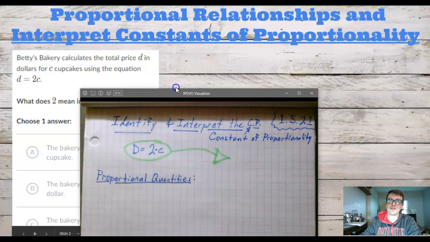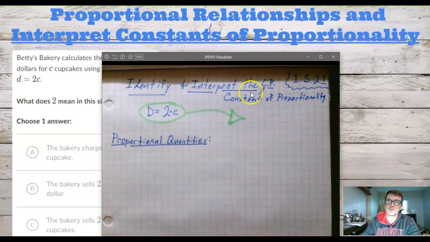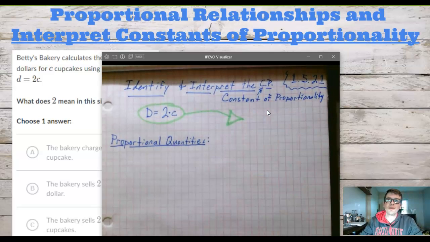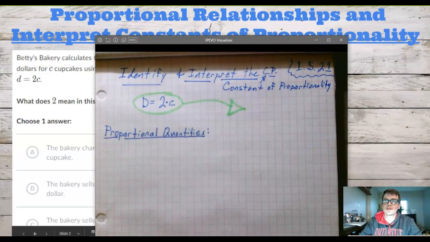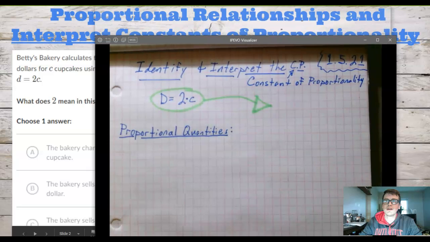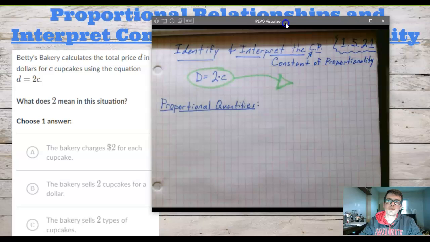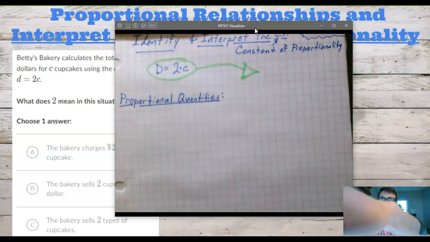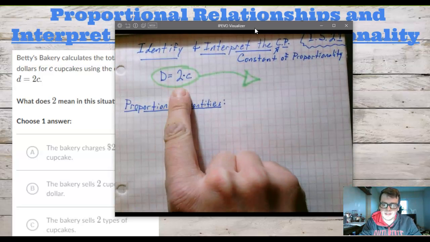If you haven't put a header on your notes yet, head it with identify and interpret the CP, which remember is the constant of proportionality. Guys, if you remember what that is, you don't have to write it out. So if you want to write out constant of proportionality, you can. You don't have to. So identify and interpret the constant of proportionality. I'm going to try to zoom a little bit more in on this. And then D equals 2C.